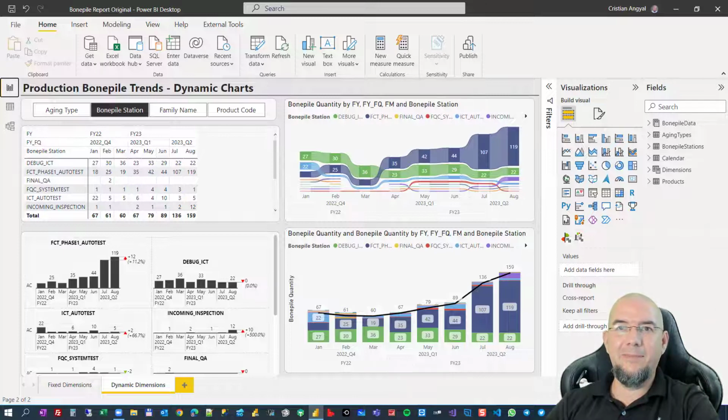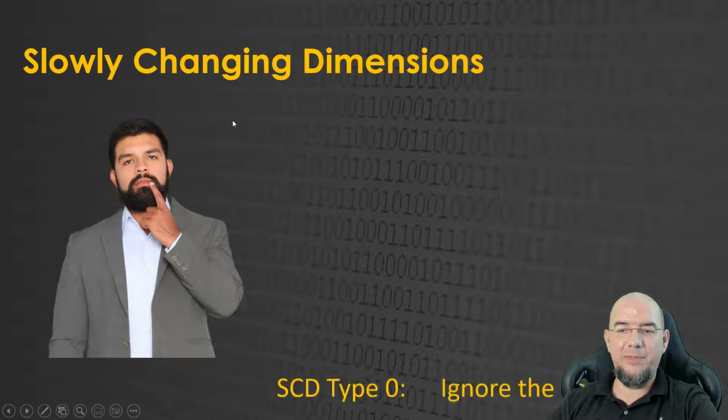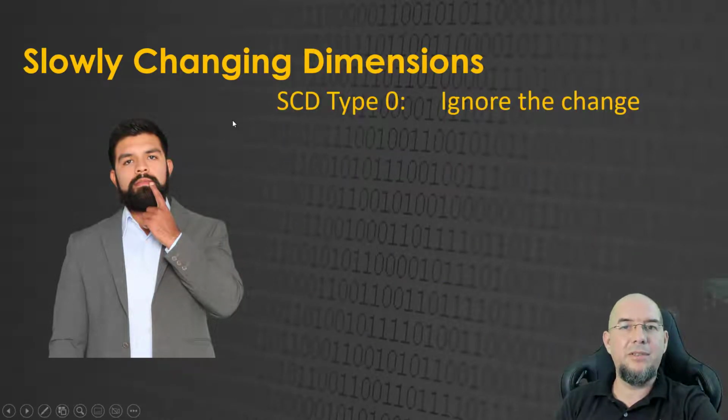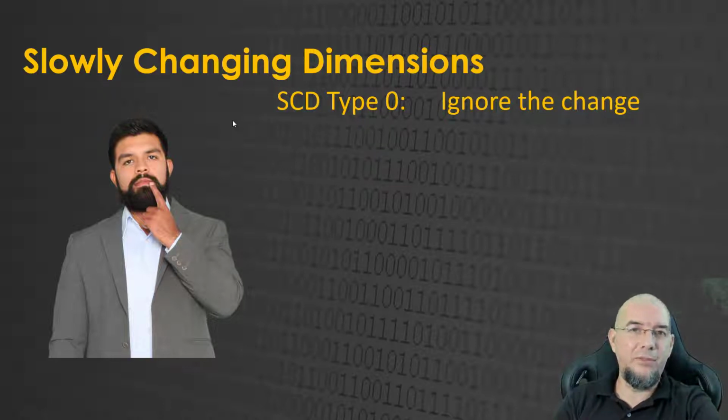And Ben tells him, "Well, this is not really possible, as this is how the data is imported from the SQL database and we don't have access to it, even if he could do something in Power Query, but basically ignoring the change." And this is the first type of slowly changing dimension, the type 0, where the change itself is basically ignored.